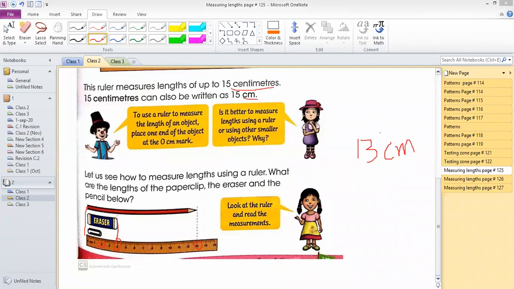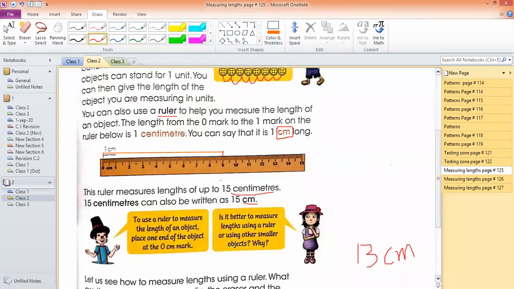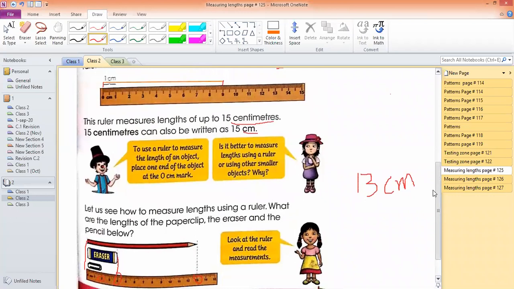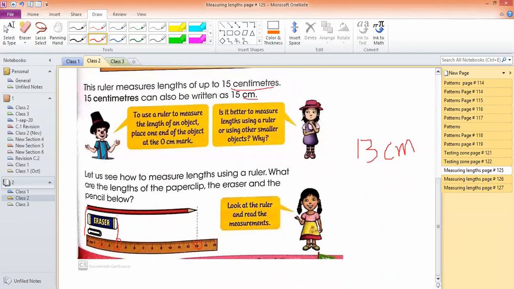Very good. Now you know that you can measure anything with the help of smaller objects also if you don't have a ruler. If you have a ruler, you can use the ruler to measure things. A ruler has numbers, and you can see these numbers are all in centimeter. The distance between 0 to 1 is 1 centimeter. So this ruler is 15 centimeter long. So it can measure objects which are 15 centimeter long or less than 15 centimeter long. You check your pencil, your razor and your paper clip with the help of a ruler, how long they were.